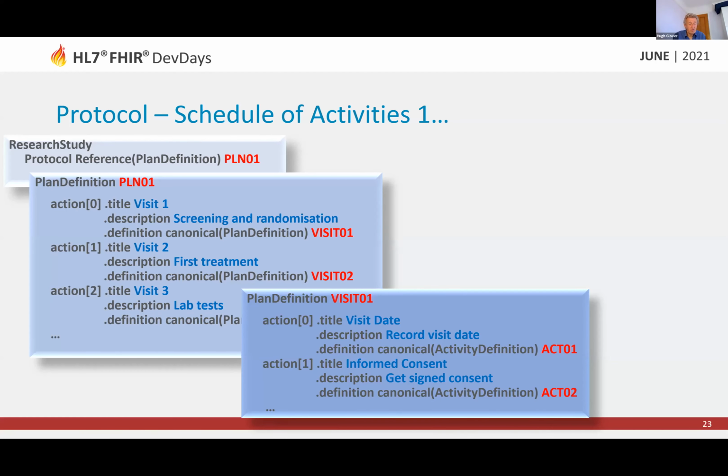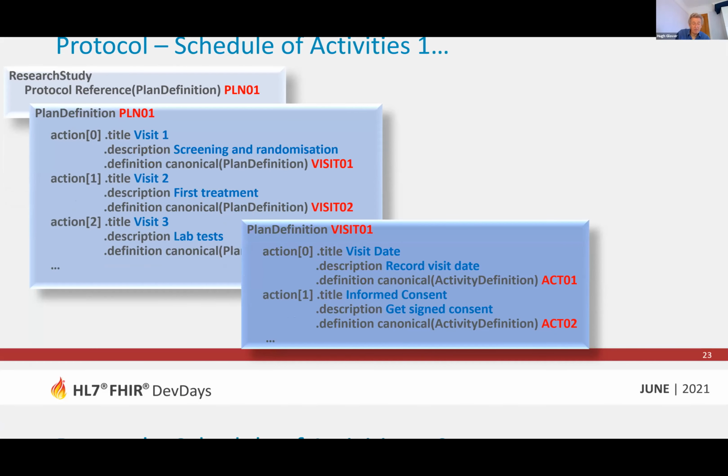So you have your protocol attribute in research study. That refers to a plan definition. Your plan definition has a number of actions in it. Each of the actions at that level are individual visits. Each individual visit is itself another plan definition. And when you go to that plan definition, you've got, again, a series of actions within it. And those actions, in the example here, we've got recording the visit date and getting the signed consent. So two distinct actions.